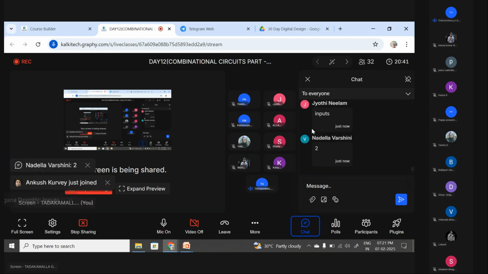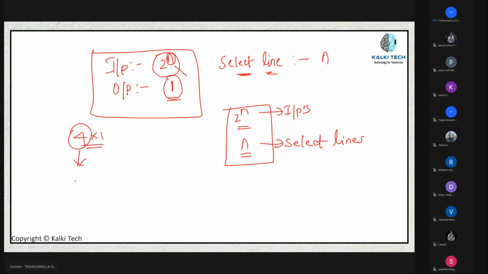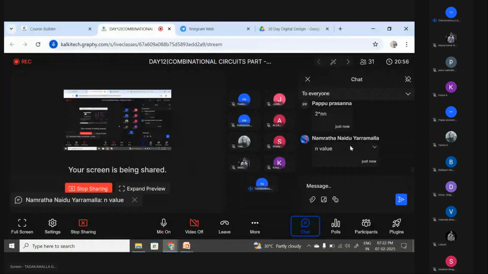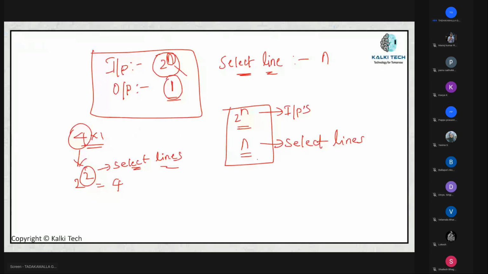How are you going to decide how many select lines there are? 2 select lines. How do you decide it? 2 power 2, which is equal to 4. This 2 is nothing but your number of select lines. Very good.